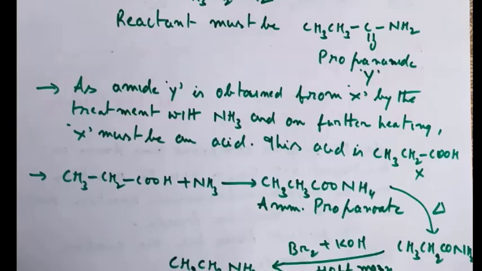Therefore, X must be an acid. So when an acid is treated with ammonia, we get ammonium alkanoate. So here the acid is propanoic acid. Propanoic acid on treatment with ammonia gives ammonium propanoate. Ammonium propanoate when heated gives propanamide. Propanamide on treatment with bromine and KOH, that is Hoffmann bromamide degradation, gives ethylamine. Therefore, X must be propanoic acid.